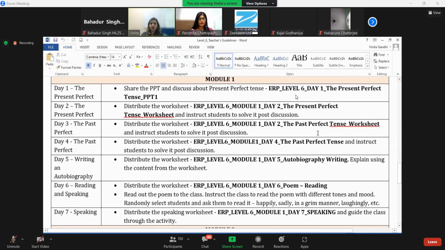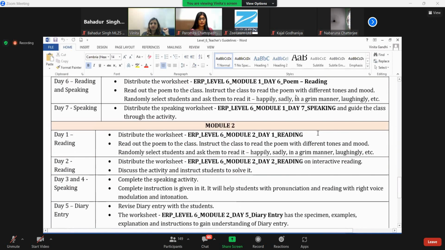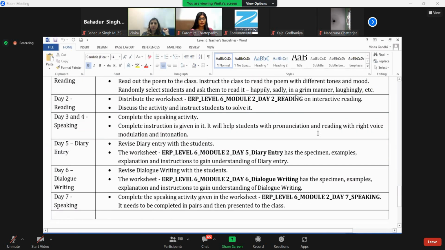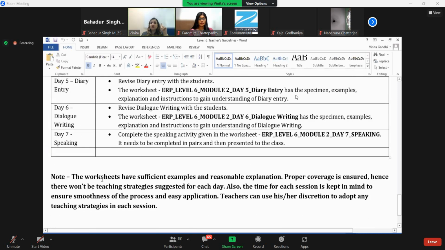This is how my module would look. So the worksheets have sufficient examples and reasonable explanation, right? Proper coverage is ensured, hence there won't be any teaching strategy suggested for each day. Also, the time for each session is kept in mind to ensure smoothness of the process. If you see, there is a difference in my level 1 lesson plan vis-a-vis my level 6, because the levels have increased. And as I mentioned, my worksheets have ample examples and explanation, which are not required here. It is going to be self-explanatory and easy for the students to follow and understand.